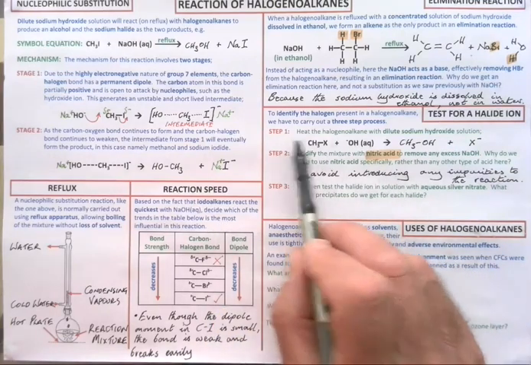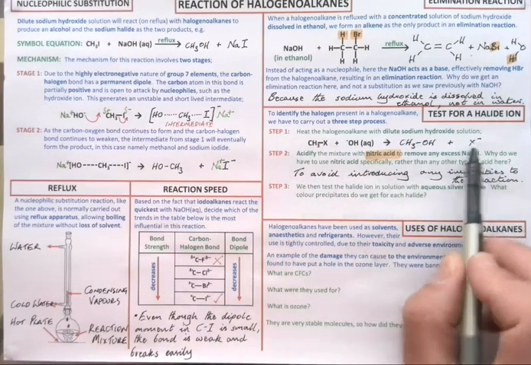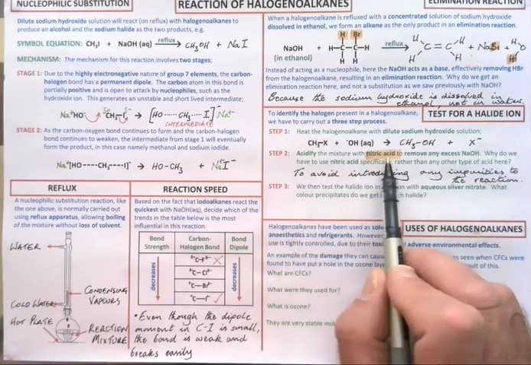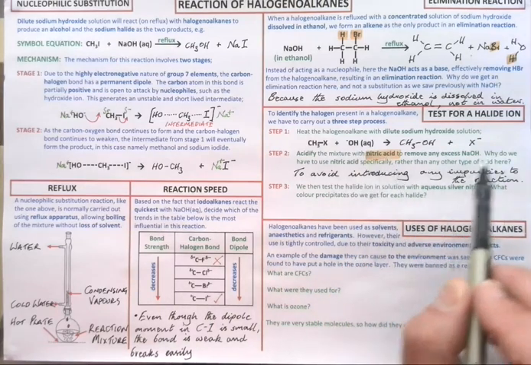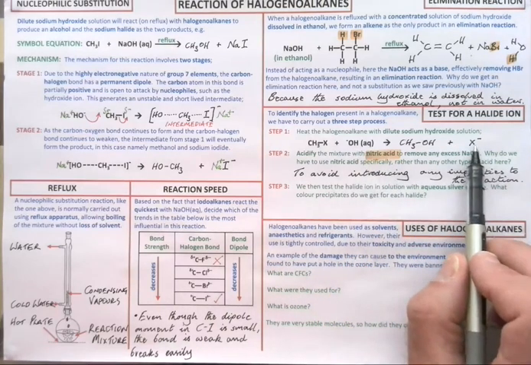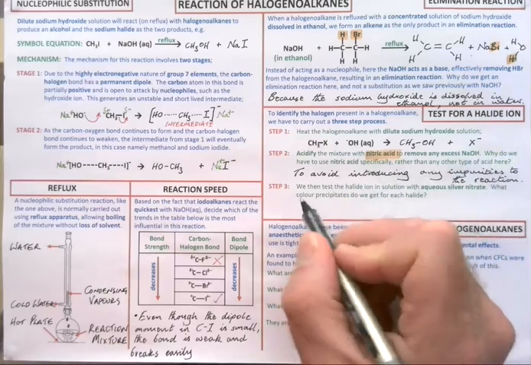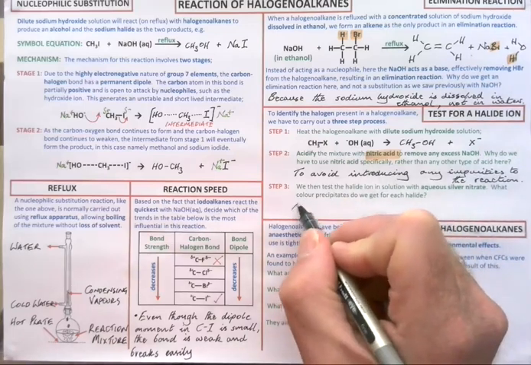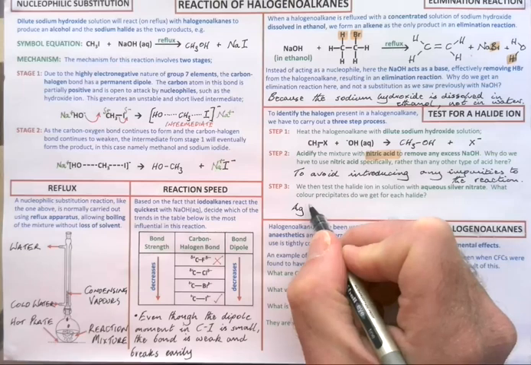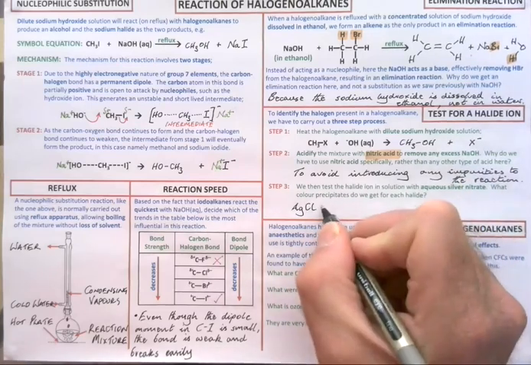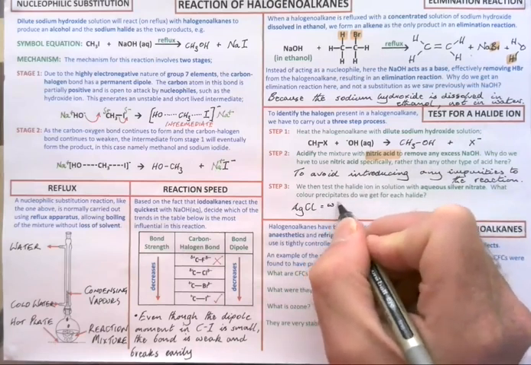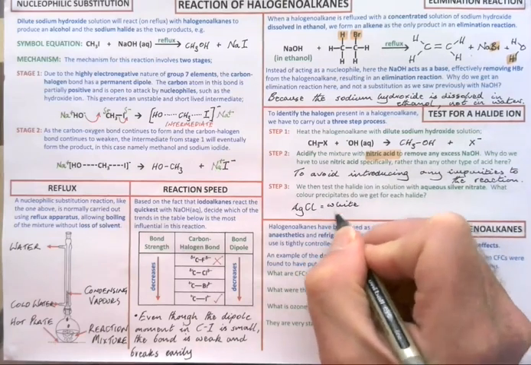You add, so you've got the X minus in solution. You add your nitric acid to make sure there's no OH minus in solution, so you can neutralize those. So they're a base, that's an acid. And then hopefully your X minus is going to react now with the silver nitrate. And it might form AgCl perhaps if the X was a chloride. If it did, that would be a white precipitate.